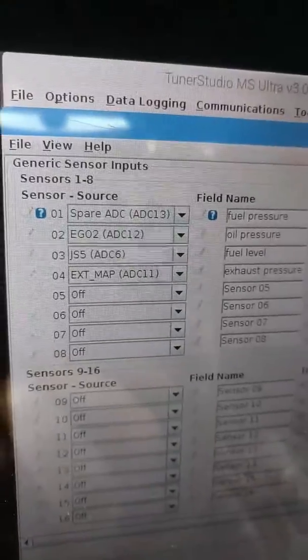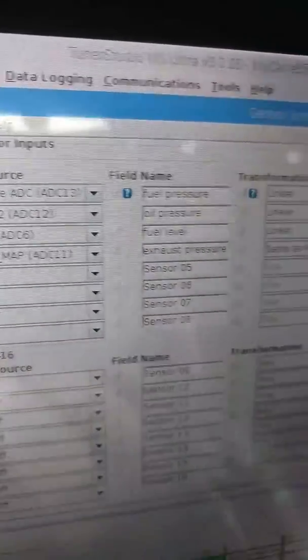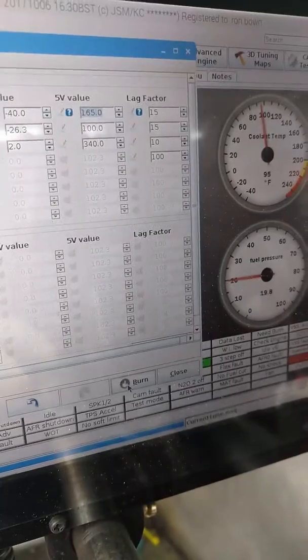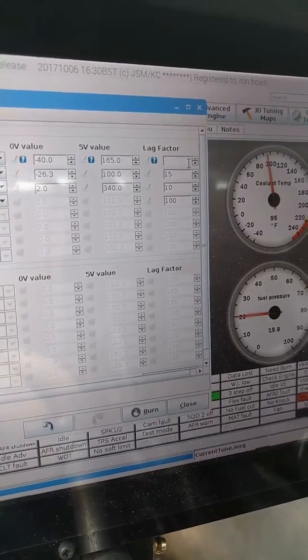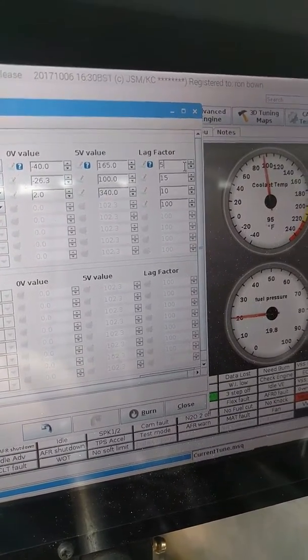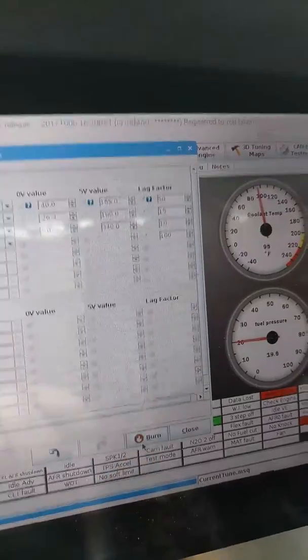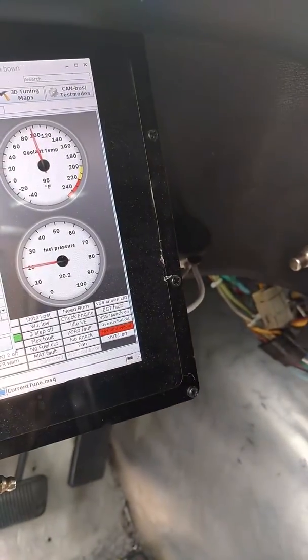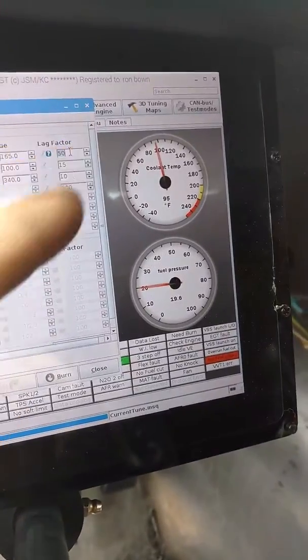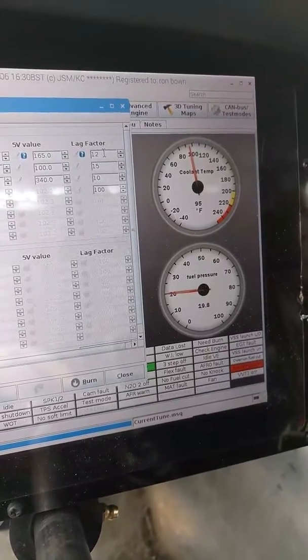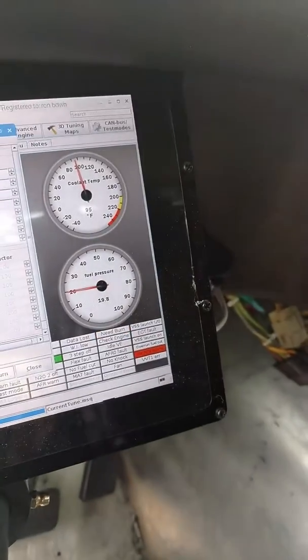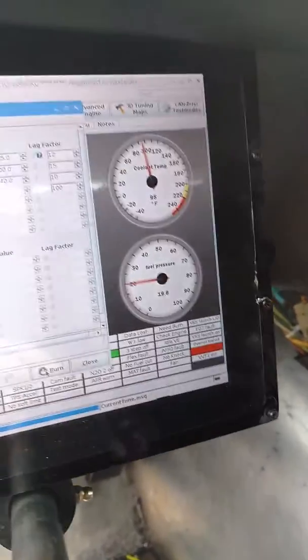Got it hooked up to a spare ADC 13, fuel pressure, linear. You want to use linear on it, zero value. I'm not sure about the lag factor. I don't know what it really does, it probably does something. I think it's the smoothing factor. So if you go 50, it doesn't smooth as much. Yeah, you can kind of see it jumping there. So you probably want to use a lower number, more smoothing with the lower number. I think I had it on 12 or something, or 10, I don't know. So yeah, see, now it's more stable. Anyway, all right, hope this helps out people.